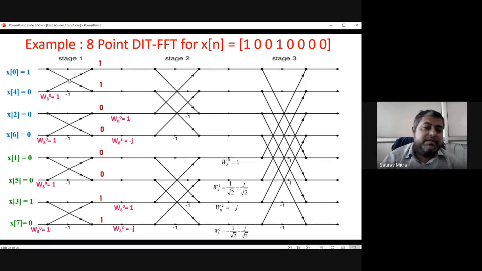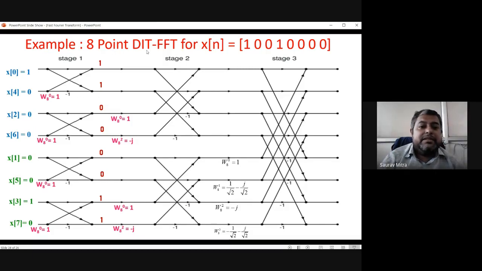If you do this butterfly structure, at the output of stage 1, the output is given. So here the 0 goes up, this is 1, so 1 plus 0 is 1, and this 1 comes down, so 1 minus 0, this is also 1. Same here, both the inputs are 0, so output is 0. Here also both the inputs are 0, output is 0. And in this case, x3 is 1 and x7 is 0, so output is 1, 1. So there is nothing to understand as such in this step, only you have to follow the arrow, and do the multiplication and addition.